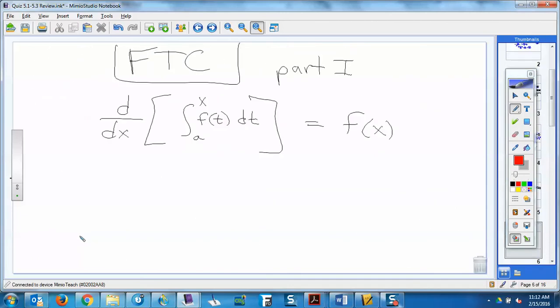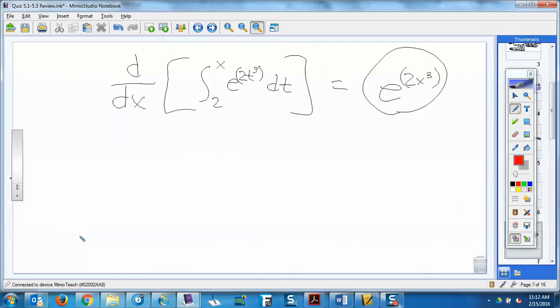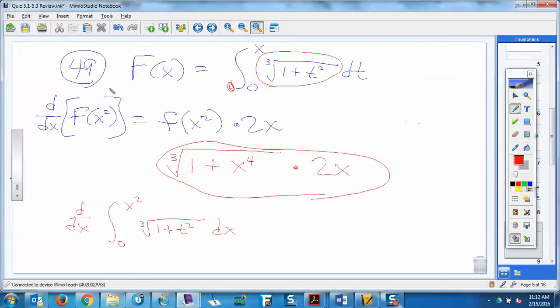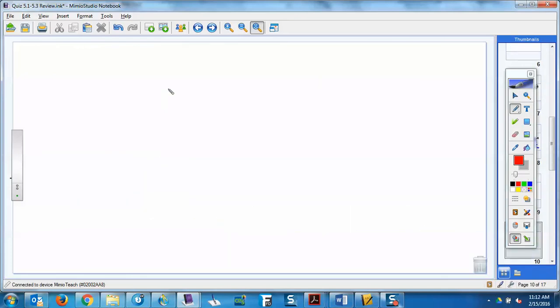All right, let's talk about fundamental theorem part 2, this guy right here. So let's look at 19 through 30, any of those that you want to discuss. 26. Okay? Now, one big hint on 26 is I would never write that dx on top like that. I would always write it like this.